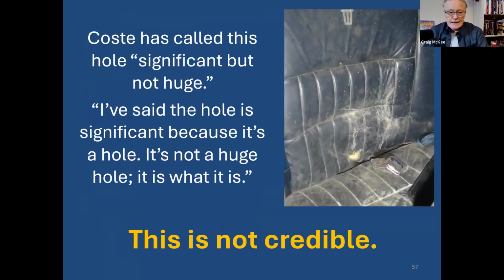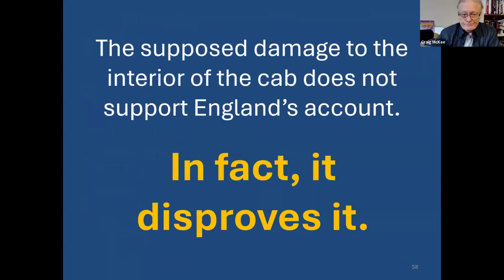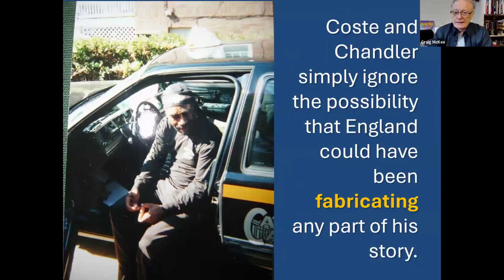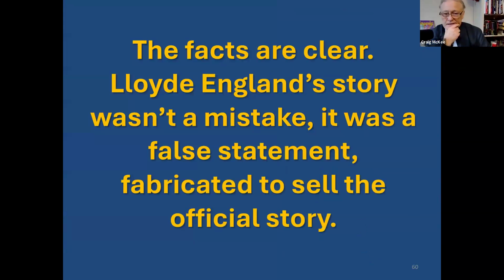There's only one. And then he says, I've said the hole is significant because it's a hole. It's not a huge hole. It is what it is. I don't find that credible or scientific. Now, the supposed damage to the interior of the cab does not support England's account. In fact, it disproves it. But Coste and Chandler simply ignore the possibility that England could have been fabricating any part of his story.